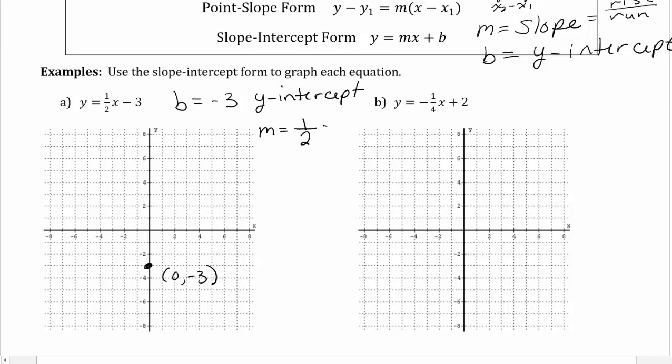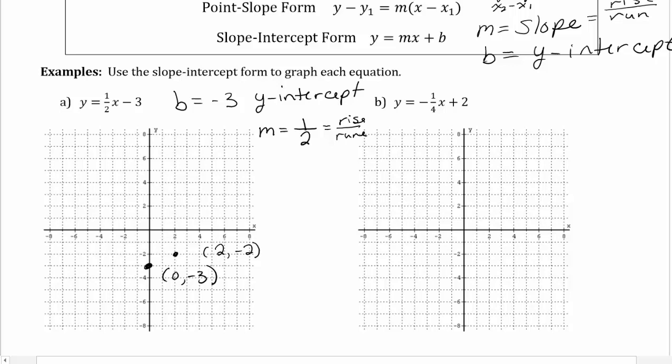Now remember, the numerator is our rise, and the denominator is our run. Rise means you go up or down, and run means you go right or left. When you have a positive slope like we do in this case, 1 over 2, we're going to go up 1 and to the right 2. So from our point 0, negative 3, we go up 1 and right 2, which gives us the point 2, negative 2.